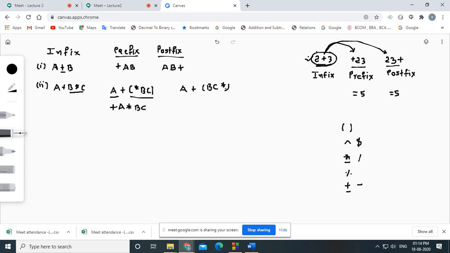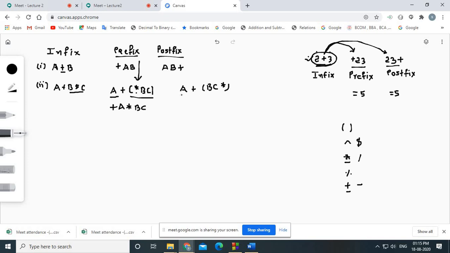Why have we written bc star here and star bc here? Because here we are considering the prefix expression, and in the prefix expression the operator will come first. Here we are considering a postfix expression, so obviously the star will come later on, because star is an operator, and that operator has to come later on. So first I am mentioning the operands, and then the operator.